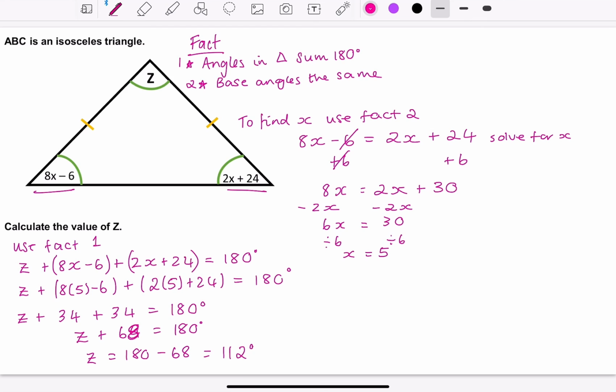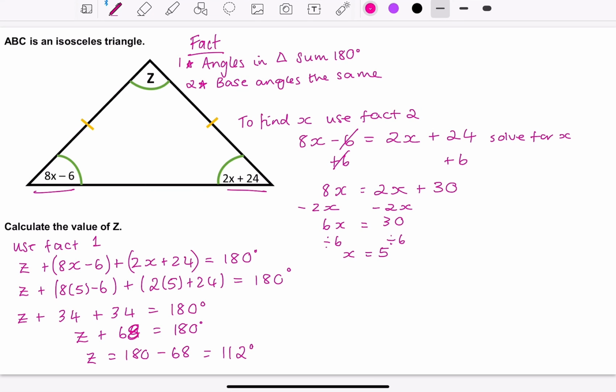There's a lot going on here. These are quite heavy questions when we're using geometry to both form and solve equations, as we first had to form both equations and then we had to solve them to find both x and z. There's a lot going on here.